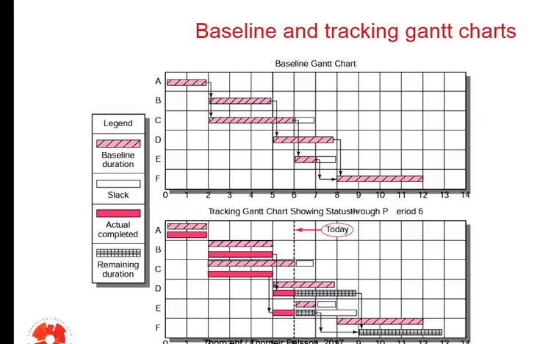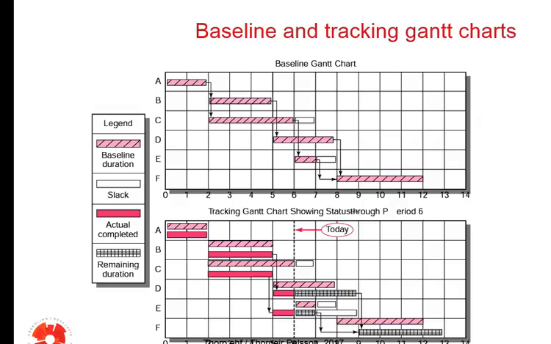Now this one would be something that we would do in the beginning. This is what we expect to be the time frame for activity A, B, C, etc. But this doesn't tell us anything more than that. We don't know how we're doing. We just know that in this case, the upper chart is telling us this is what we expected.